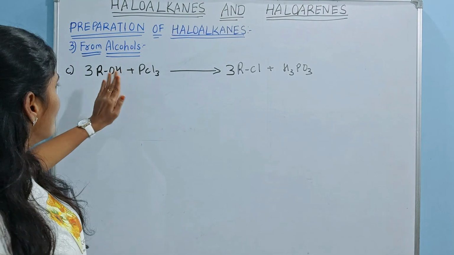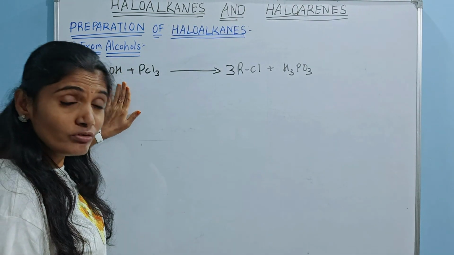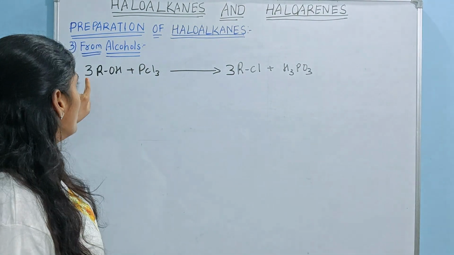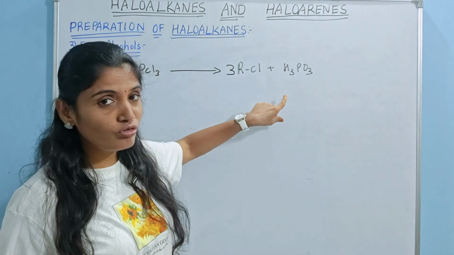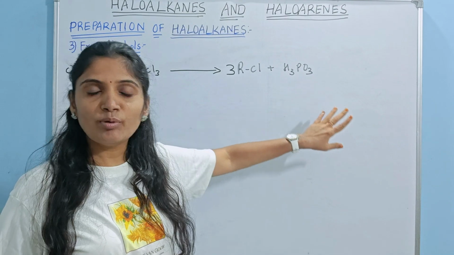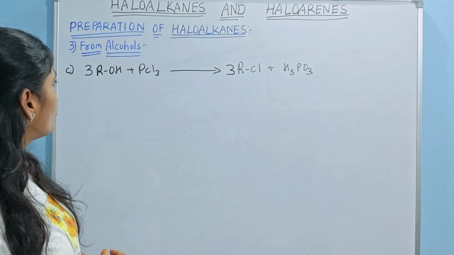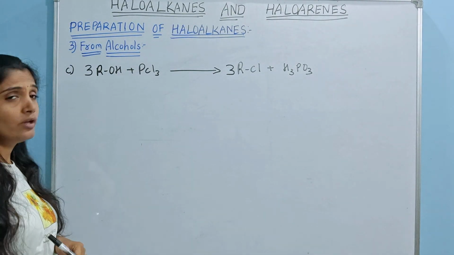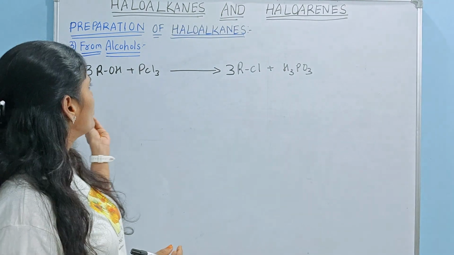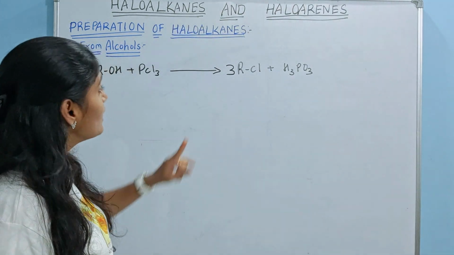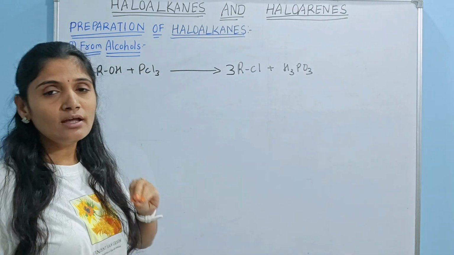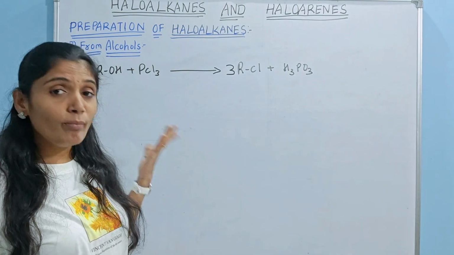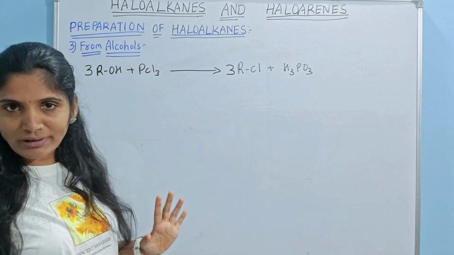Now, a very important observation: 3 moles of alcohol react with PCl3 forming 3 moles of RCl plus H3PO3. Why do we need 3 moles, and how do 3 moles react with 1 PCl3 and give 3 moles of RCl and H3PO3? Let us understand it better by knowing its mechanism.